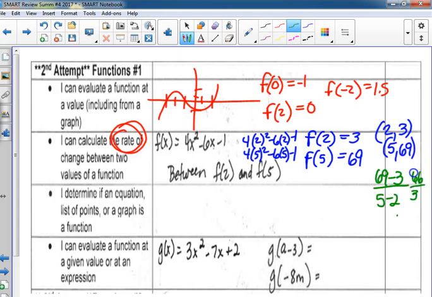$66 over 3 is 22. Anybody? All right. Do you know how to determine if something's a function? Vertical line test, or if it's a list of ordered pairs, the x's can't repeat. We're good. I can evaluate a function at a given value or expression.